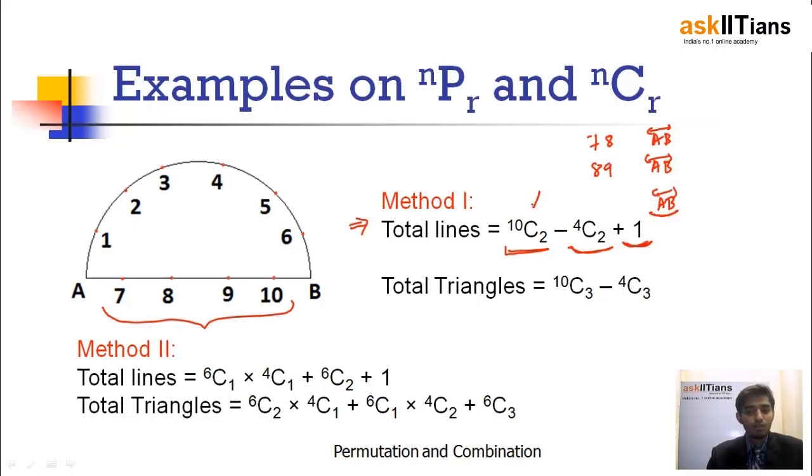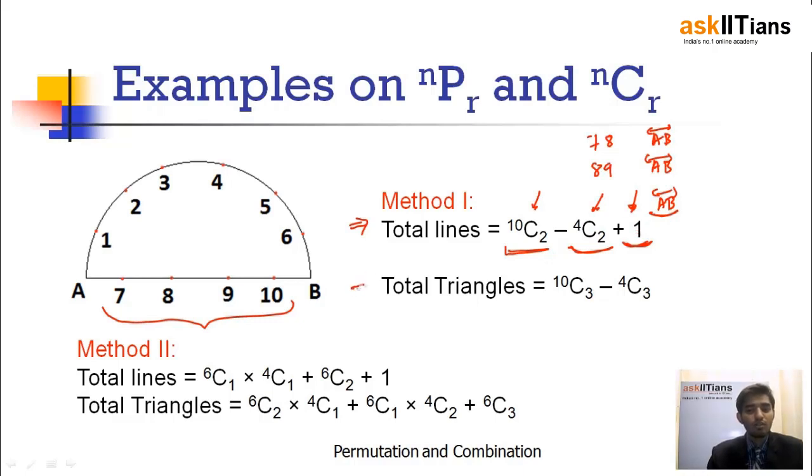So first of all I will choose any 2 points out of all the total 10 points. Then I will remove the cases that are repeated, and then plus 1 because there is one line AB that is possible. So the total number of lines will be given by 10C2 minus 4C2 plus 1.